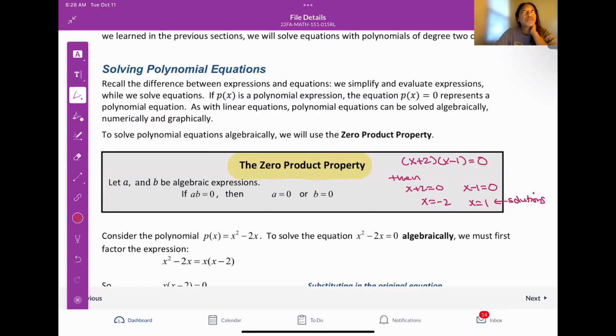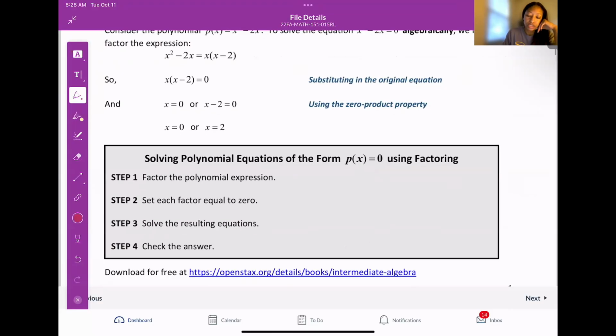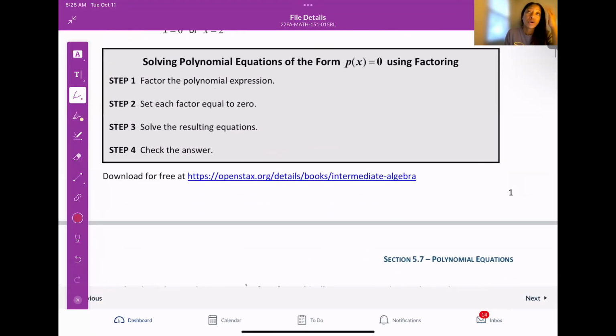Usually we do this step at the end of our problems, but it's important that we understand it so that when we get to this step, we know how to use it. There's a couple of examples in the book that go through using the zero product property. Like I said, we're going to end up using that at the end of all of our polynomial equation problems.